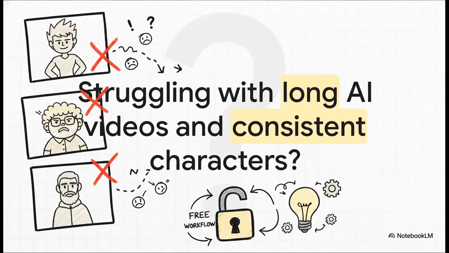You know the drill, right? You spend all this time crafting the perfect prompt, you get one amazing clip, and then for the next scene, the AI gives you your character's long-lost cousin. It's so frustrating. It just shatters the whole illusion. So how do we fix that without shelling out cash for some expensive tool?